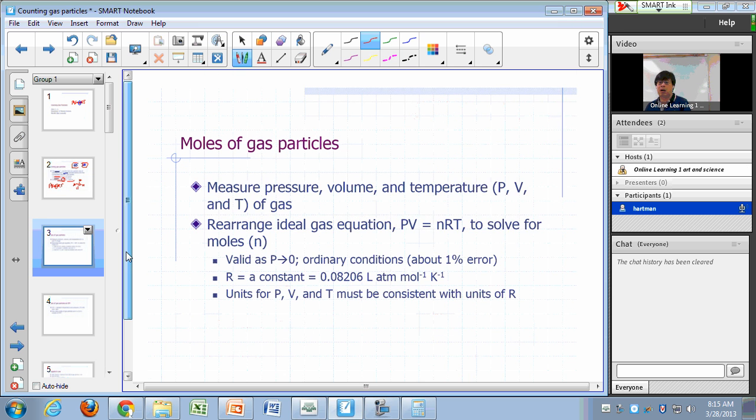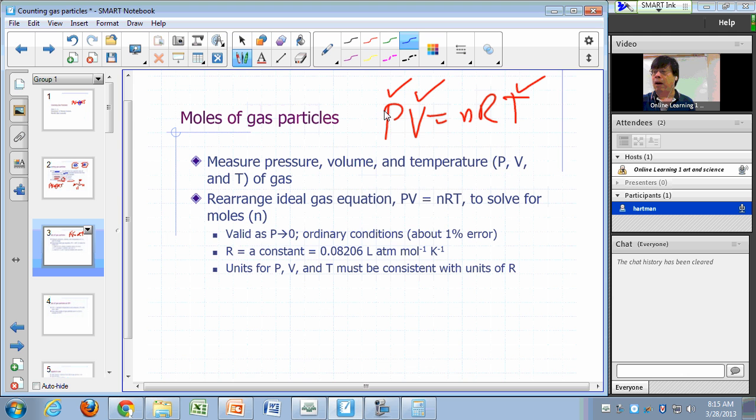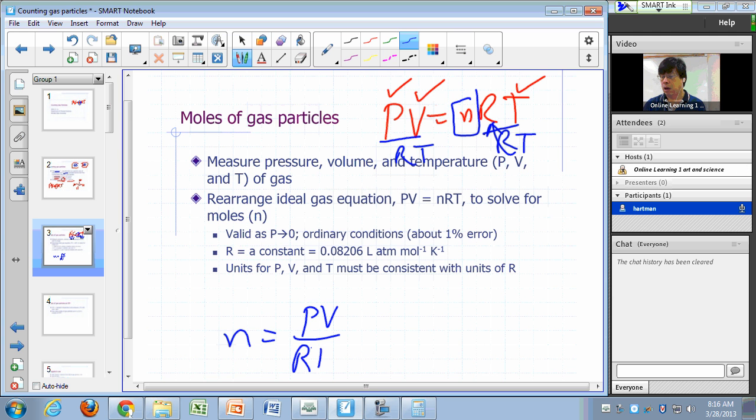So how do we actually count gas particles? Like I said, we use PV equals nRT. All we have to do is measure pressure, volume, and temperature. And R is a constant that you should know. It's something that's been determined experimentally, so you can solve for n. How do you solve for n? Divide both sides of this equation by RT, right? So you say n is equal to PV over RT.